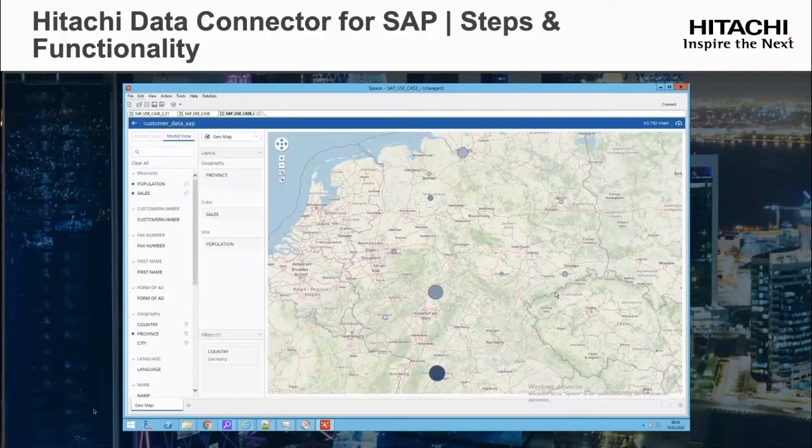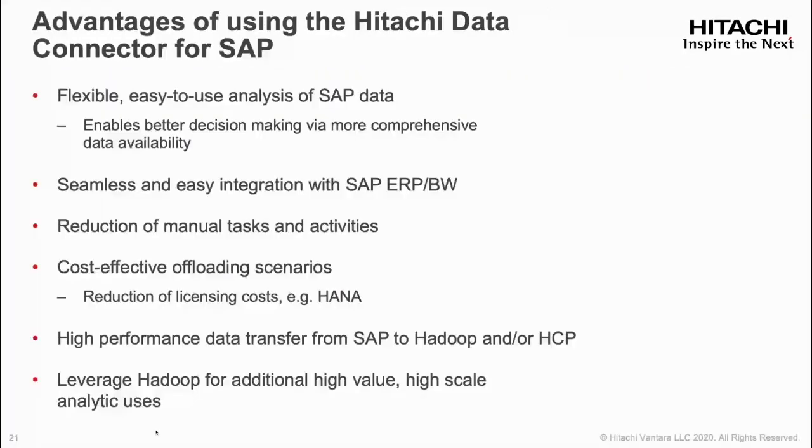So as you've seen, there are many advantages you can leverage, like the ease of use to analyze the SAP data. Like we've just seen in the short demo video, we can seamlessly and easily integrate SAP ERP, BW data and of course HANA data, and using Pentaho in combination with the Hitachi Data Connector, all the manual tasks and activities are automated. So you have a reduction of those manual tasks.